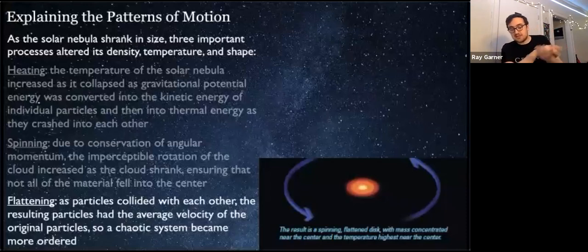Similarly, collisions between clumps of material in highly elliptical orbits reduce their eccentricities, making the orbits more circular. Essentially, flattening makes everything orbit in a circular orbit and in a nice single plane.